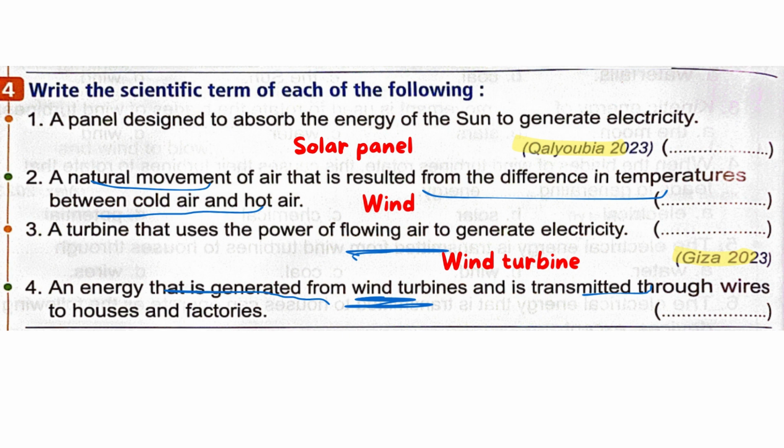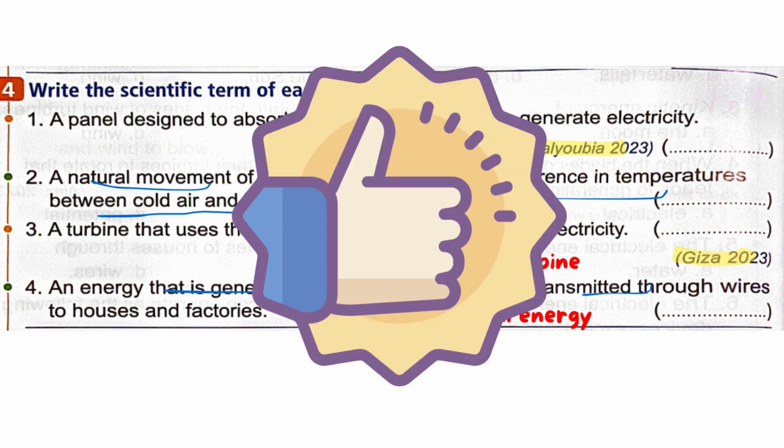Here we have the last question in this page. An energy that is generated from wind turbines and is transmitted through wires to houses and factories. So the energy that is generated from wind turbines, that is produced from the wind turbines, the outcome energy from the wind turbines, all of these are the same meaning, is the electrical energy. So we will write here electrical energy. So well done, primary 4 students.